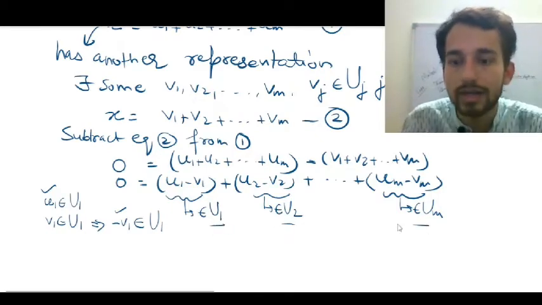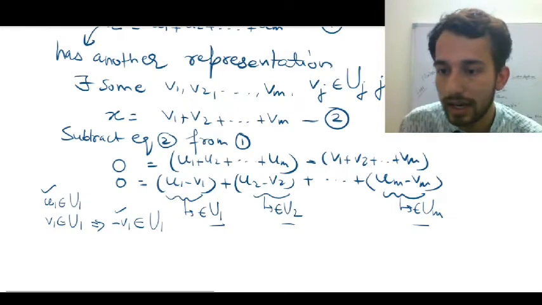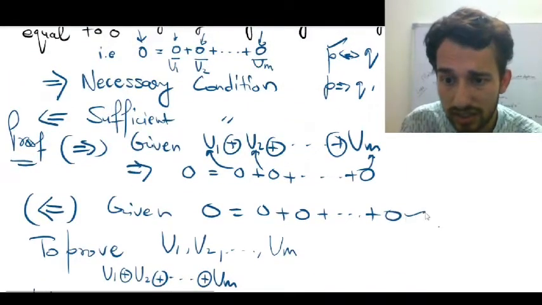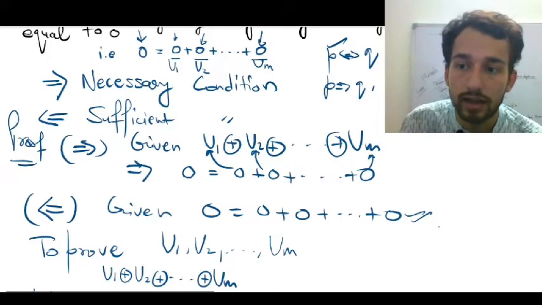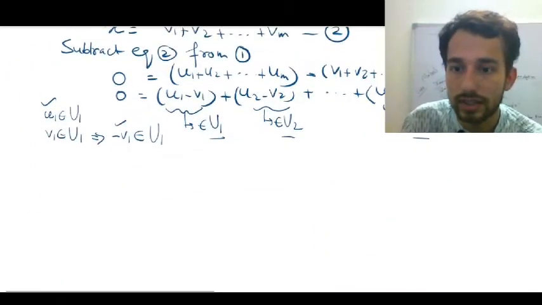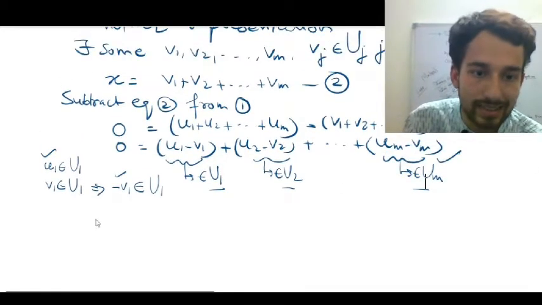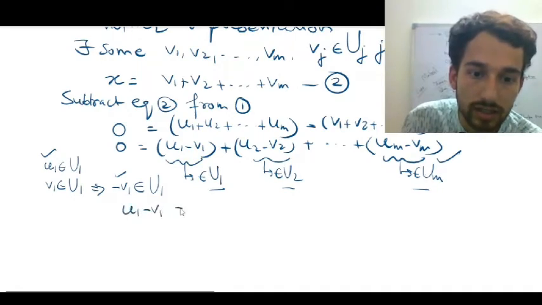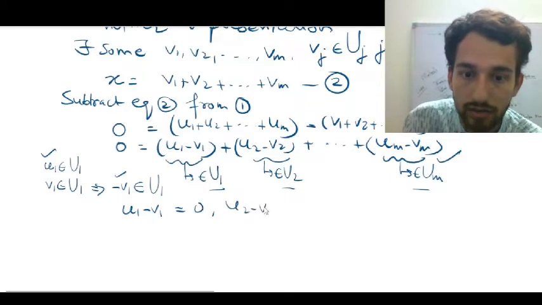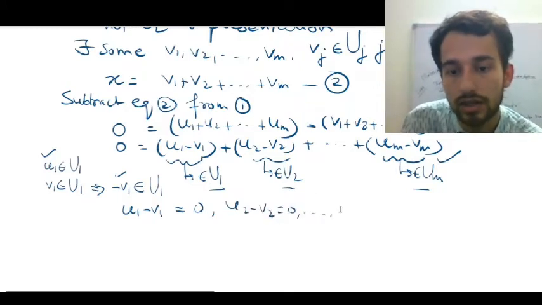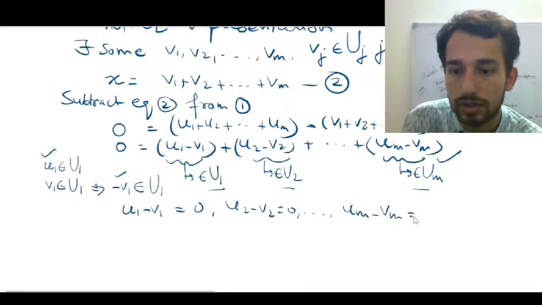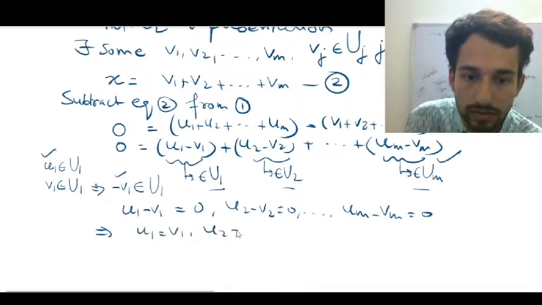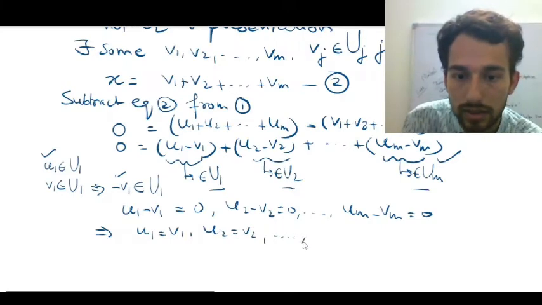So we are able to write the 0 vector as a sum of elements from these subspaces. But in the starting, what we are given is that the only way to write the 0 vector is the trivial way. So if now I use this in this equation, each of these terms has to be 0 in order to satisfy this condition. So u1 minus v1 should be equal to 0, u2 minus v2 should be 0, and so on, um minus vm should be equal to 0. This implies u1 is the same as v1, u2 is the same as v2, and so on, um is the same as vm.